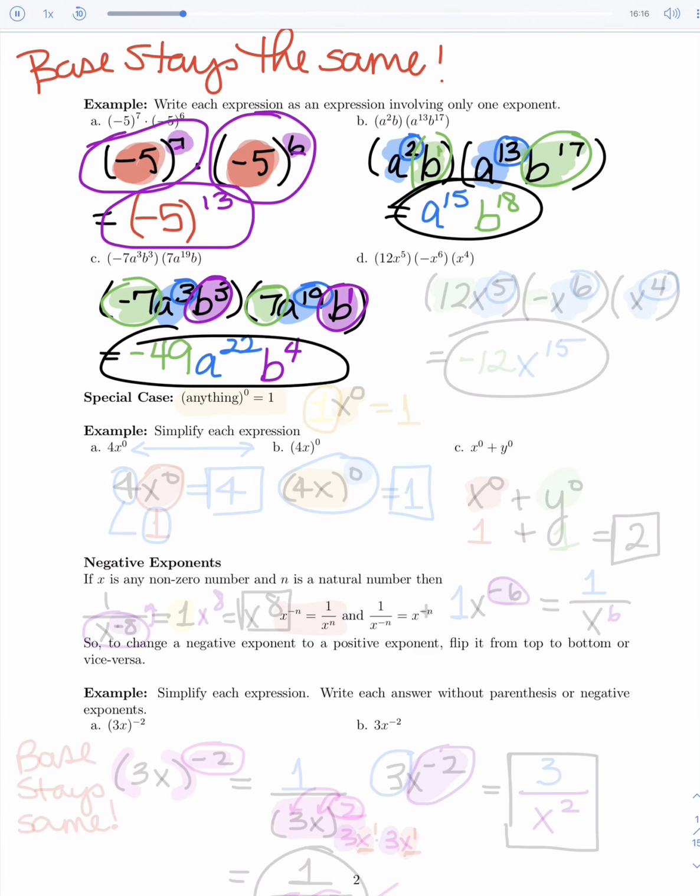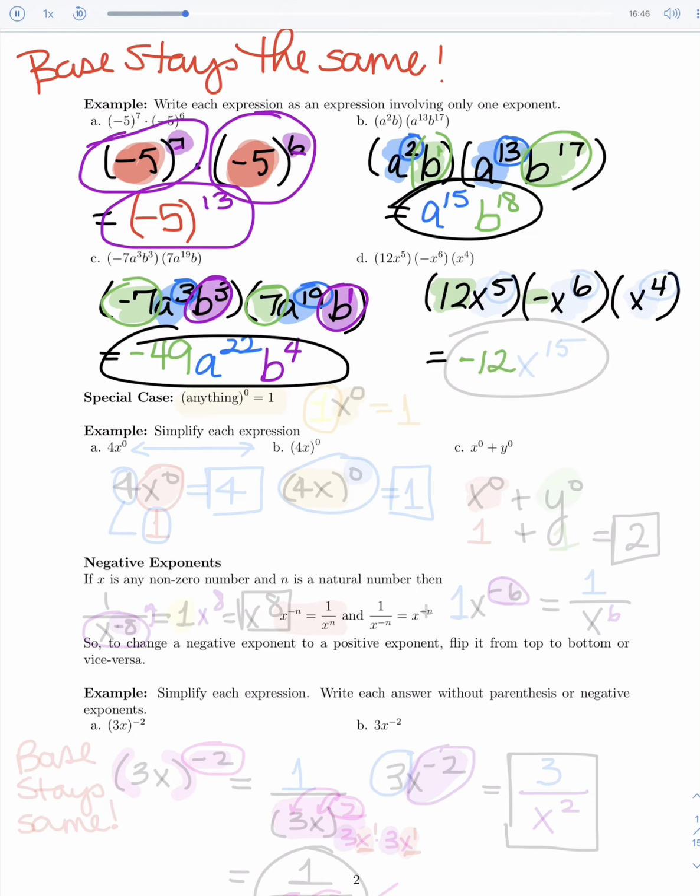Last one here. Let's look at 12x to the 5th times negative x to the 6th times x to the 4th. Let's, just like before, deal with any numbers first that we have that are normal multiplication without any exponents, which is the 12 and the negative 1. Well, if we look at that first, 12 times negative 1 is just going to give me a negative 12.